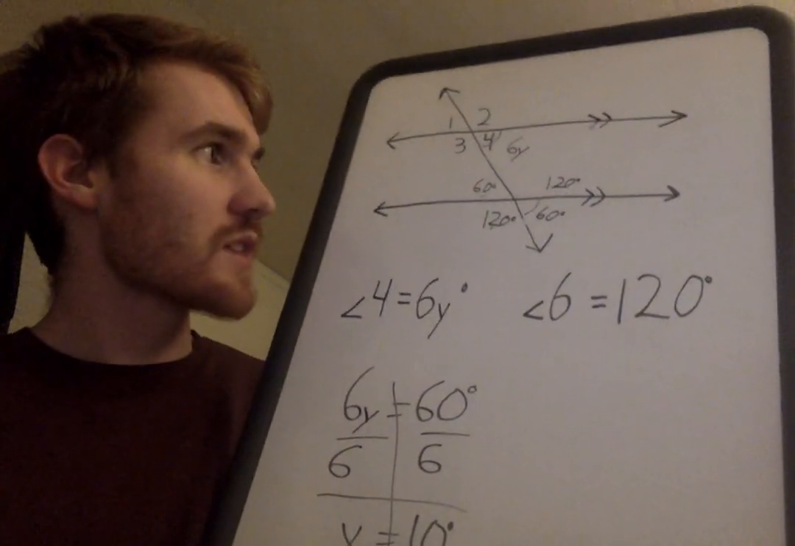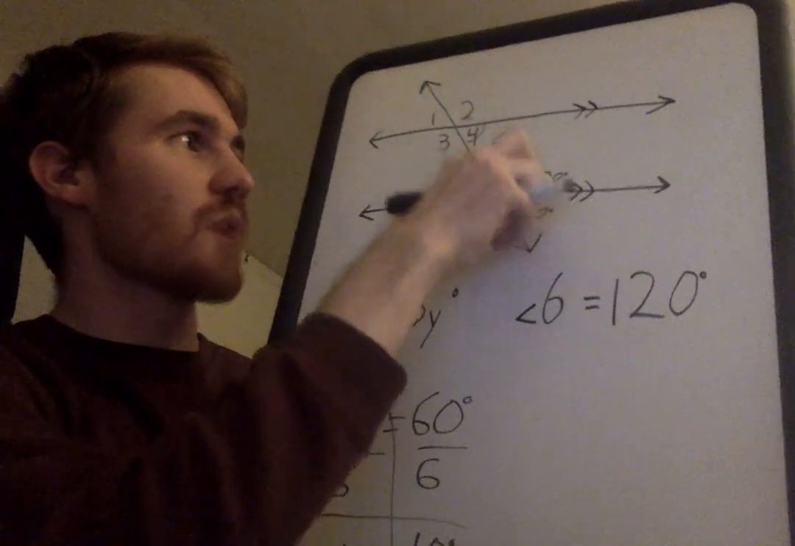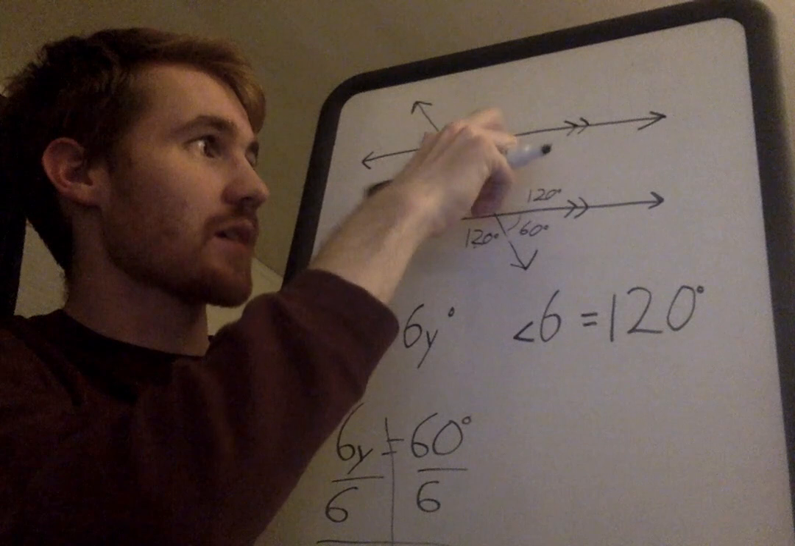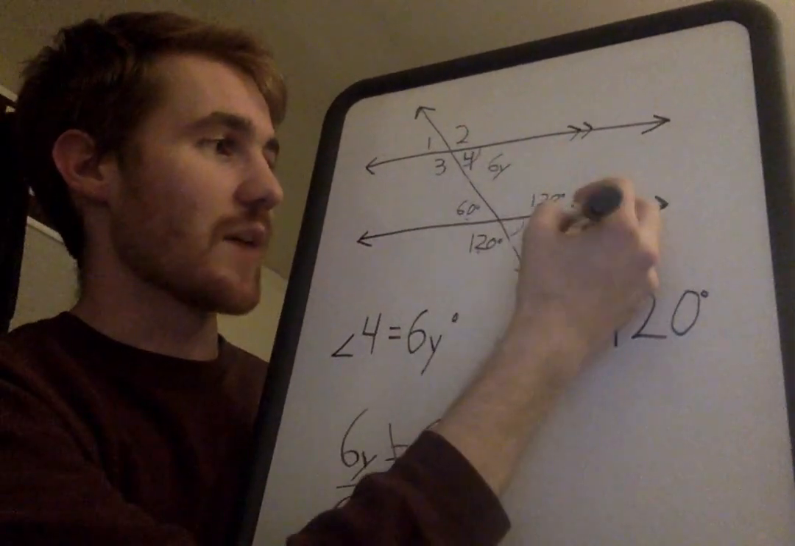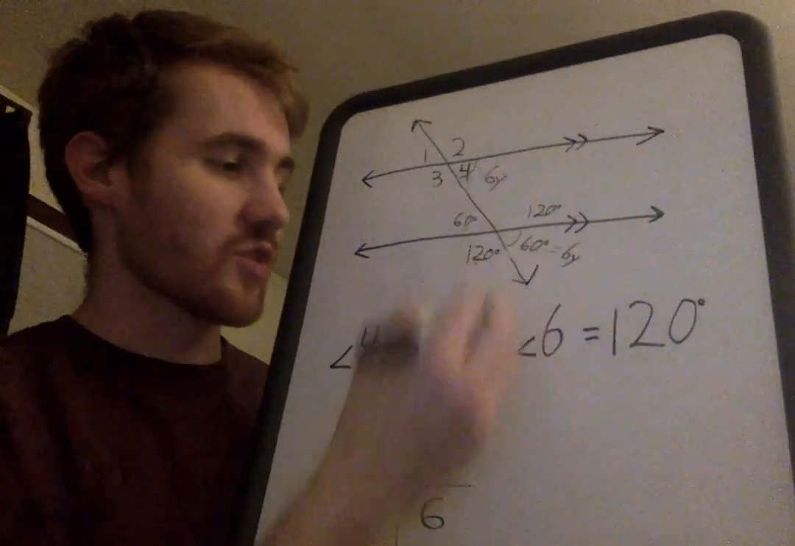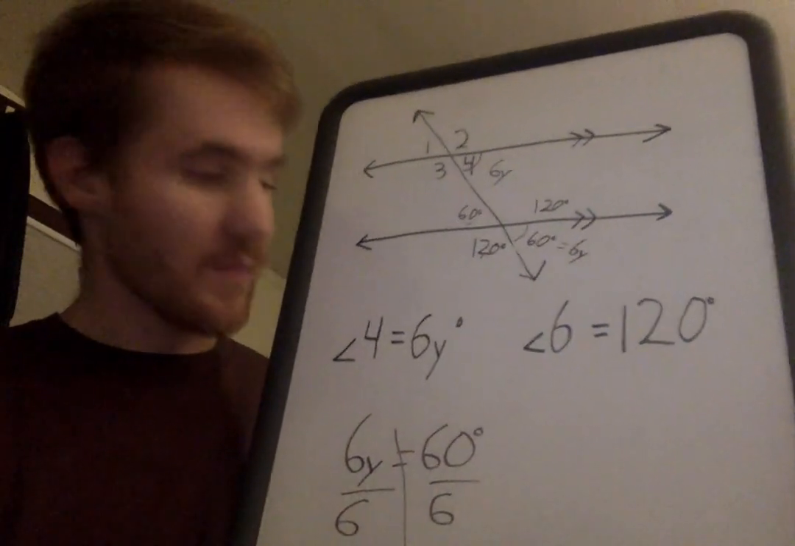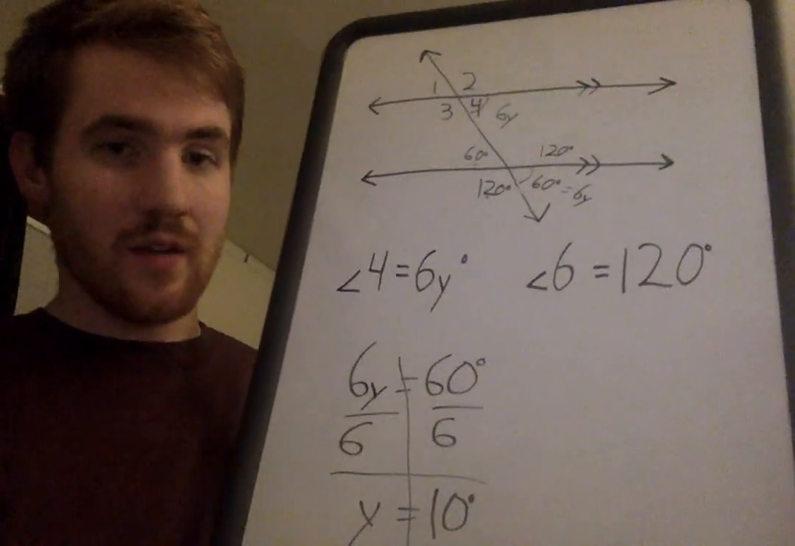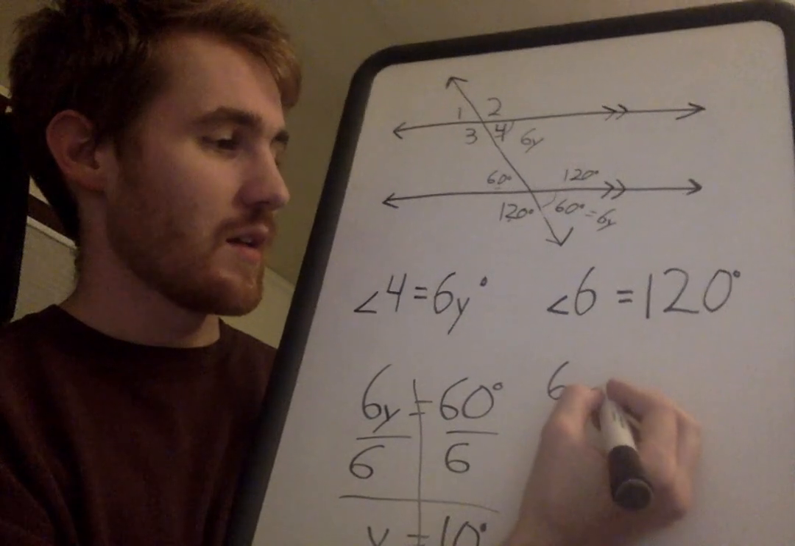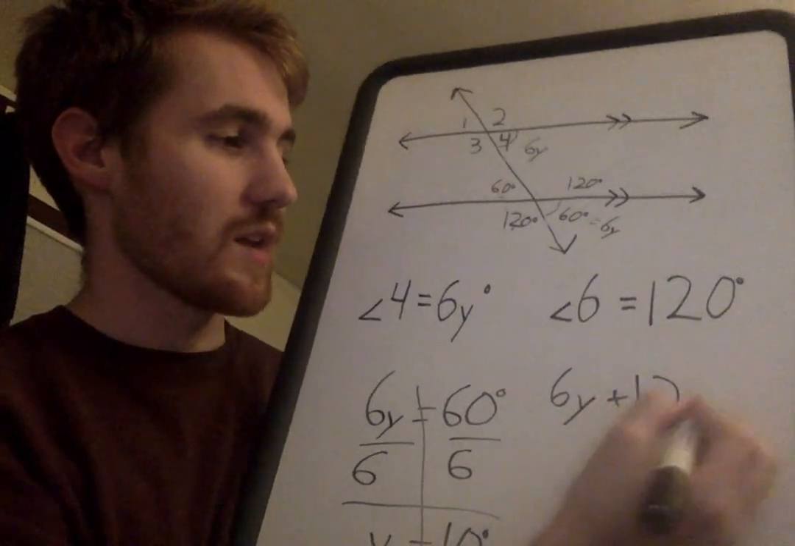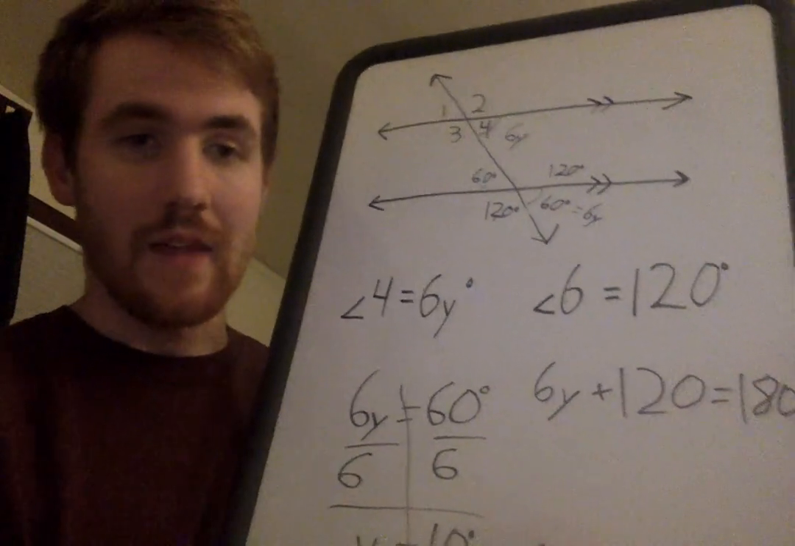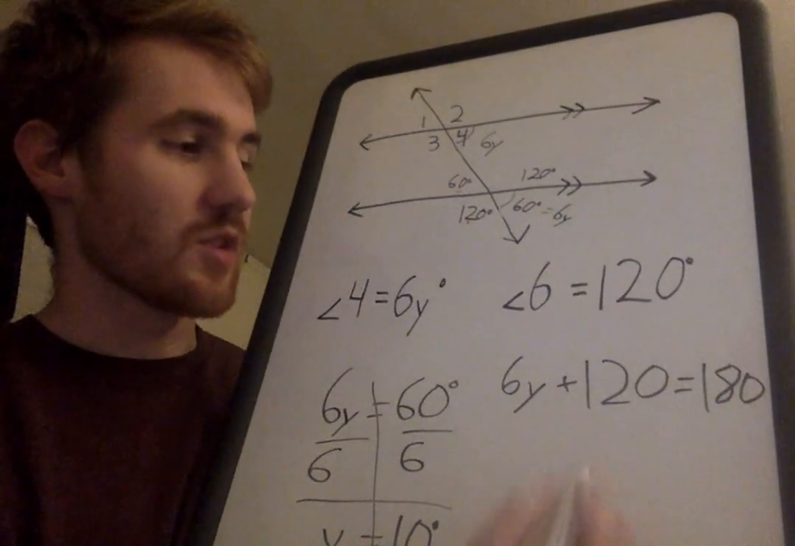The other way you could do this is you could notice that these two angles must add up to 180 degrees because 6y corresponds to this one down here. This is equal to 6y. So 6y and 120 have to add up to 180. So instead of doing it this way, you could do 6y plus 120 equals 180.